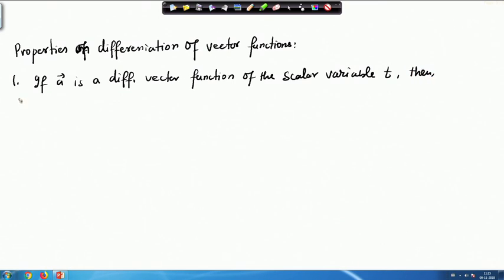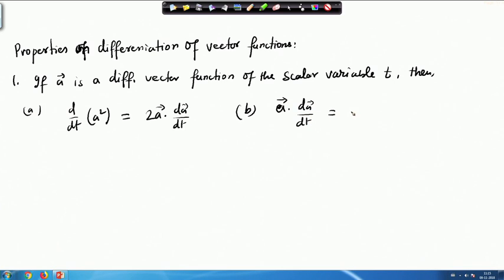then the first result is d/dt of A squared equals 2 A dot dA/dt, and the second result is A dot dA/dt equals |A| d|A|/dt. Here the mod is basically the absolute value.